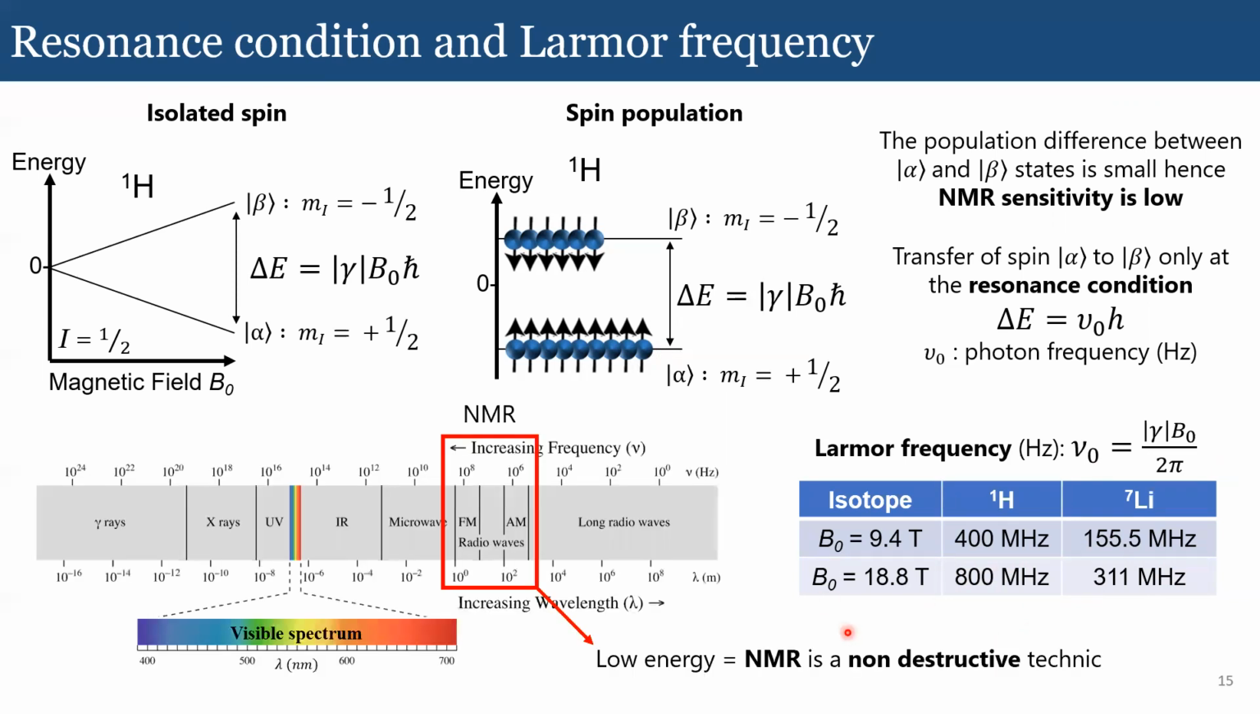Also, I should mention that the NMR energy levels that are usually used are in the range of radio wave frequency. Radio wave frequency is quite a low energy level when you compare it to, for example, gamma rays or X-rays. Because of that low energy level, NMR is a non-destructive technique. You are not going to create radicals or excite anything. You're just flipping a spin, and that's pretty much it. Nothing else is going to happen in the sample.